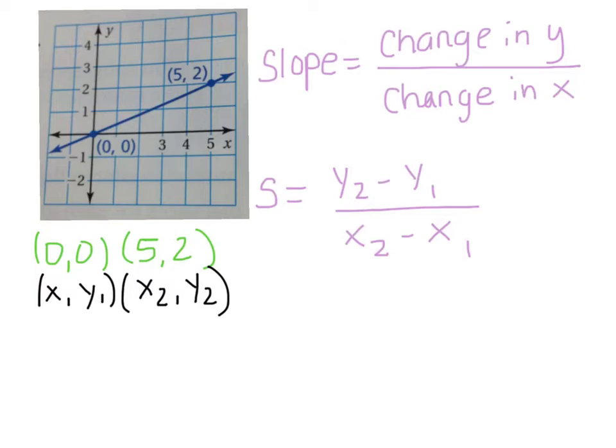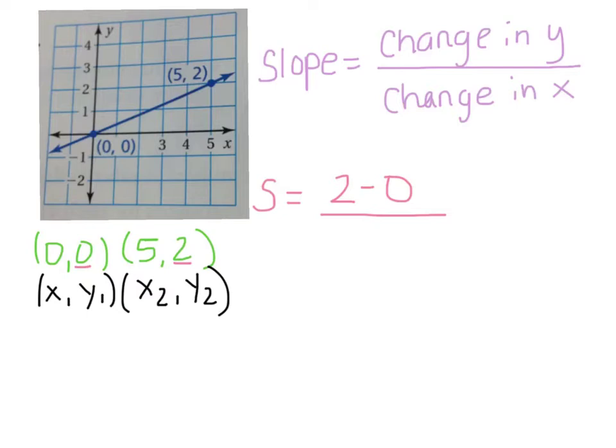Now I said that slope was the rate of change in y and x. So I've written that up here. Slope is the change in y over the change in x. So our formula is y2 minus y1, because that's going to give us the change in our y points, over x2 minus x1, because that will give us the change in the x points. So now all you need to do is plug in your values that you have here.